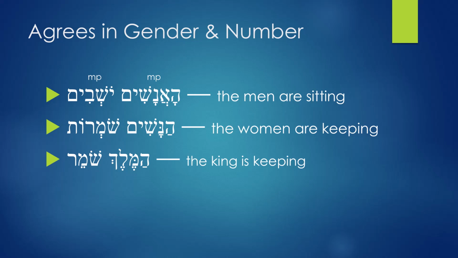Next we have the phrase Hamelech shomer. Hamelech shomer. Shomer is a participle. It means keeping. That's the masculine singular form, shomer. You have holem and tsere. Shomer. And you have the king, Hamelech. So you have the king is keeping. That's how you translate it. But you can see the participle is masculine singular and Melech is masculine singular. And so once again, the participle is agreeing in gender and number.